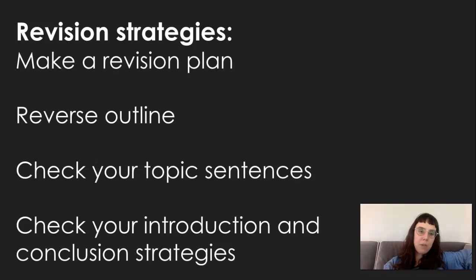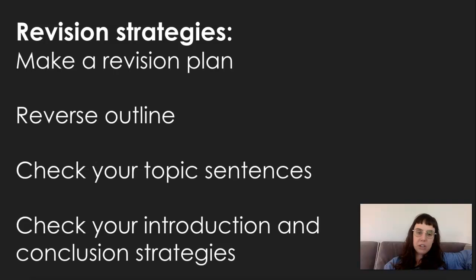The second way that you can work on revisions is reverse outline. So we talked about this in an earlier video, but just writing down the main idea of each paragraph and thinking about if every paragraph goes back to the main idea of the paper, if every sentence goes back to the main idea of the paragraph, and if your paragraphs are in the right order.